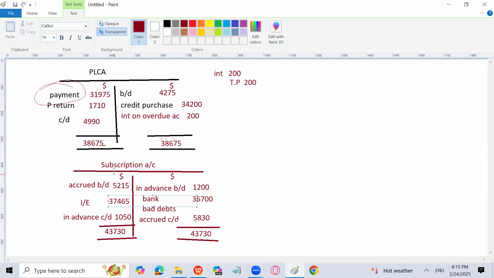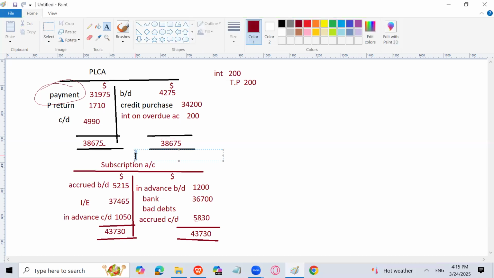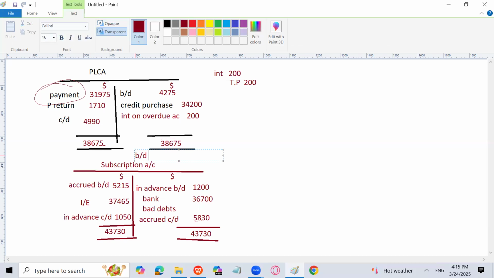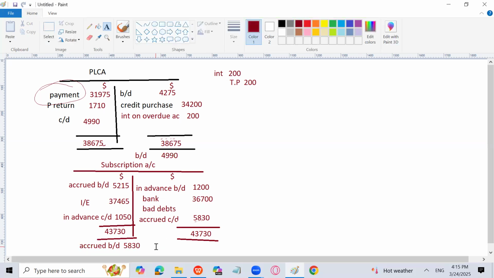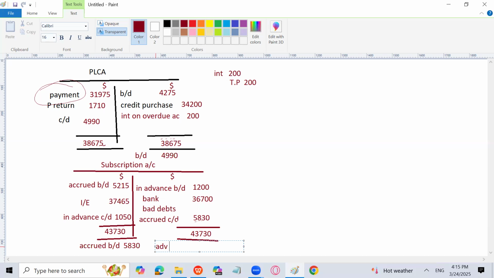So always remember that if you are preparing an account, you have to write the brought down also. So because shop trade payable account is given, we have to write the brought down. Same is the case over here. We have to write the accrued brought down here, 5830, and we have to write the advance brought down here, 1050.